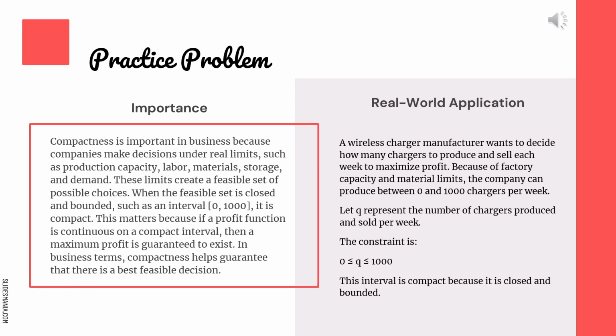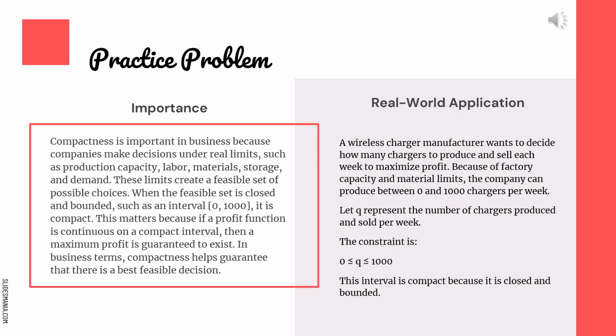So here's a practice problem. The importance of compactness is important in business because companies make decisions under real limits, such as product capacity, labor, materials, storage, and demand. These limits create a feasible set of possible choices. When the feasible set is closed and bounded, such as an interval from 0 to 1,000, it is compact. This matters because if a profit function is continuous on a compact interval, then a maximum profit is guaranteed to exist. In business terms, compactness helps guarantee that there is a best feasible decision.